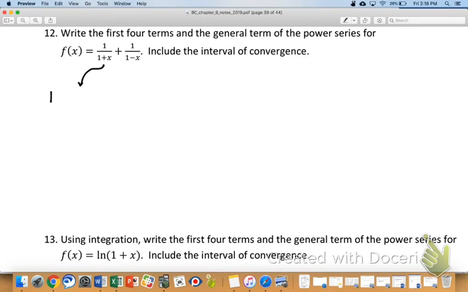So this would be 1 minus x plus x squared minus x cubed plus ... I'll just leave it at that for the moment. And then the other one, of course, is just the regular old geometric series, right? So it'd be 1 plus x squared plus x cubed plus ... Make sense?